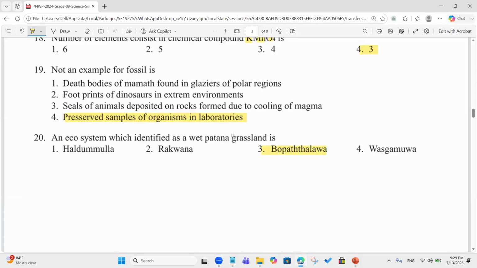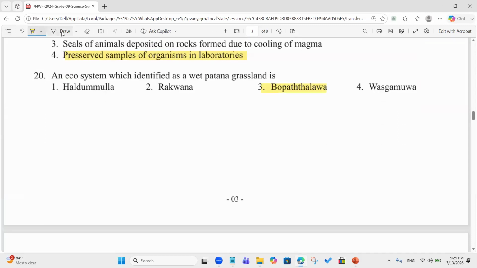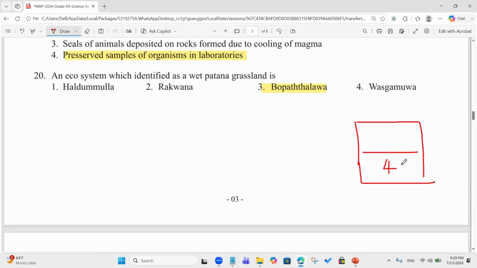Right, so now the first part is done. You count how many answers are correct and then multiply your answers by 2. Then take your total mark. Right, 40. If all are correct, you can take 40 marks for the MCQ. Please comment your marks in the chat. I'm going to start the second part.